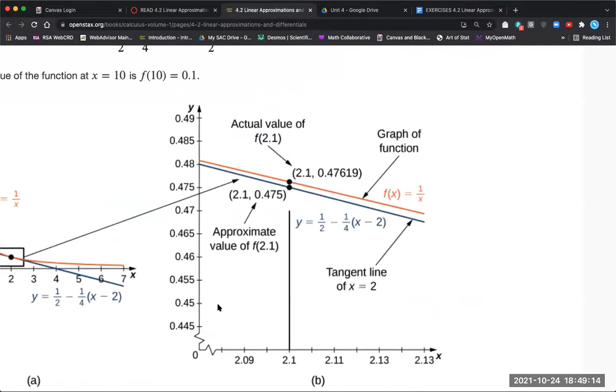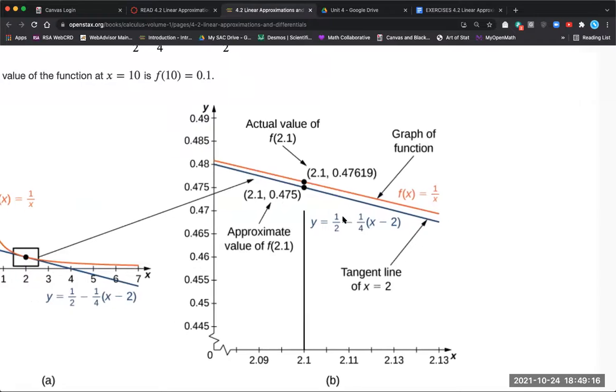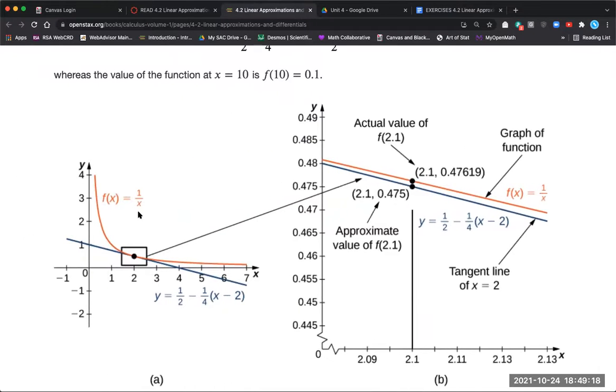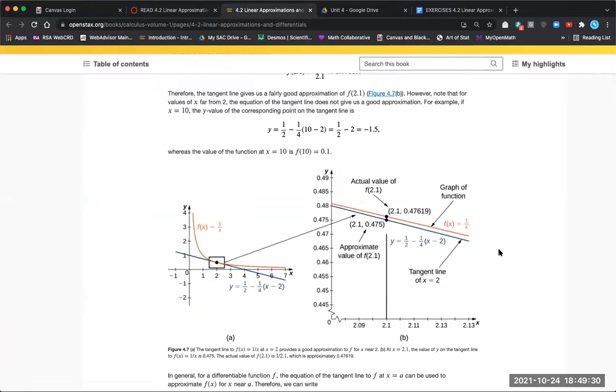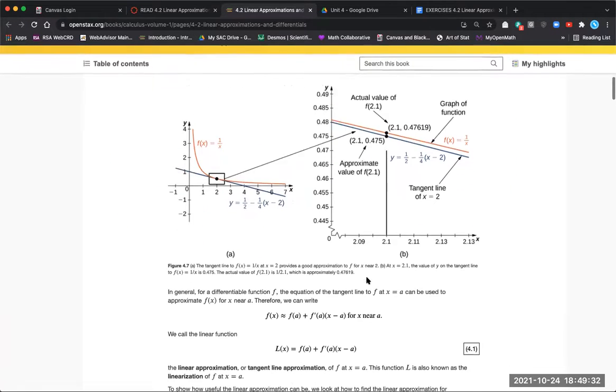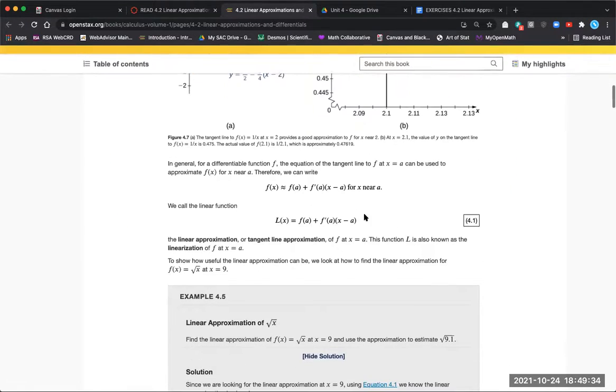And so again, this is just a more zoomed in approach to this. Notice it looks identical. And then we get close to 2 and move out to 2.1. You can see there's a little difference between the approximation and the function. And this is what we're going to call differentials later on. But that's what this L equation is. It's basically the equation of the tangent line at a given point.